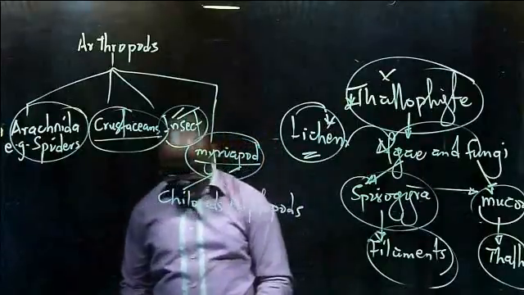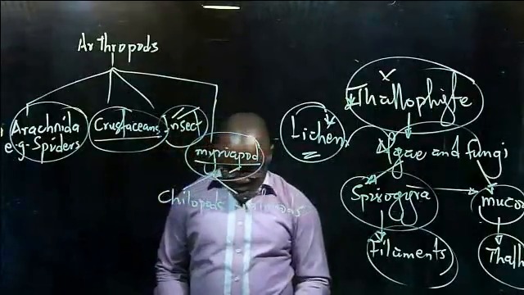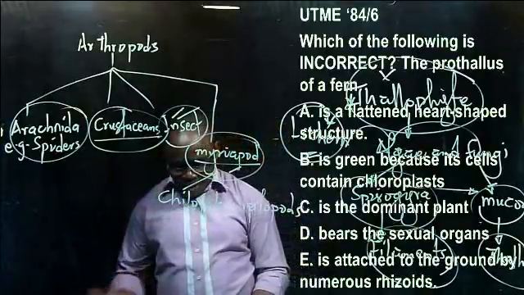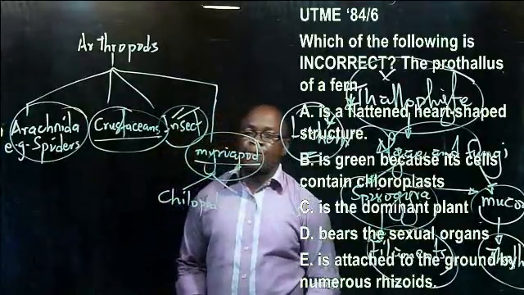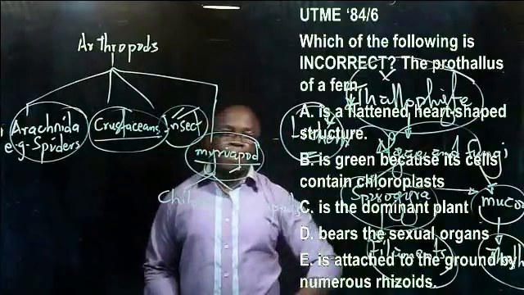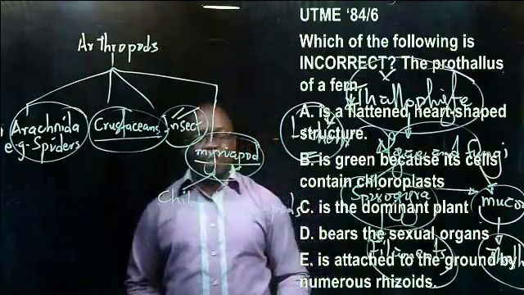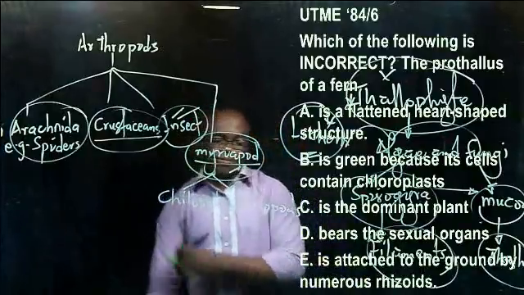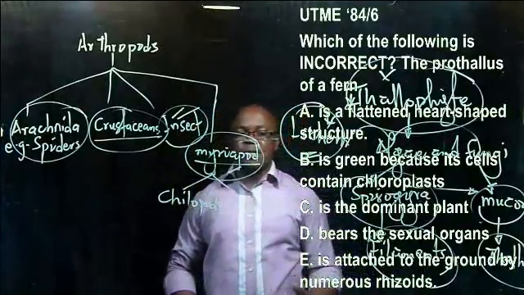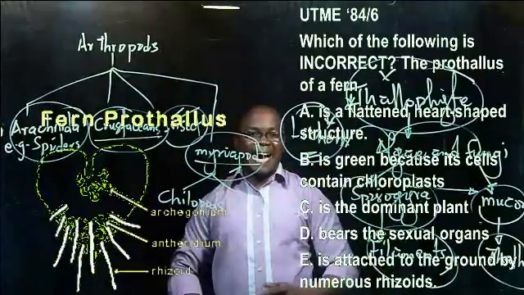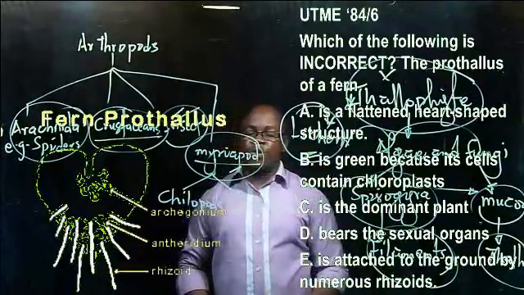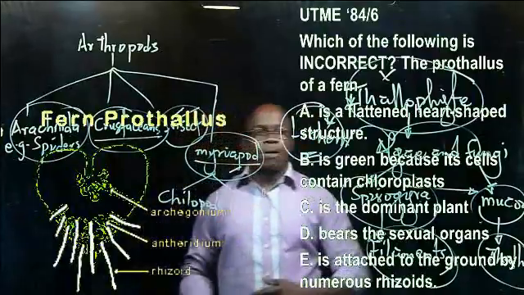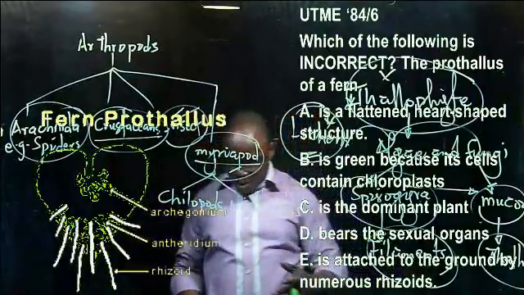The next question reads, which of the following is incorrect about the prothallus of a fern? That question was extracted from JAM 1984, number 6. From what you can see being displayed on your screen, the prothallus is a heart-shaped structure which represents the gametophyte stage or generation of either the bryophytes or the pteridophytes.